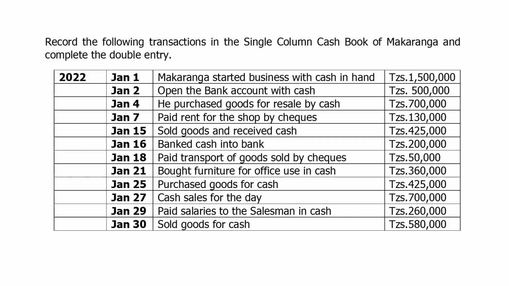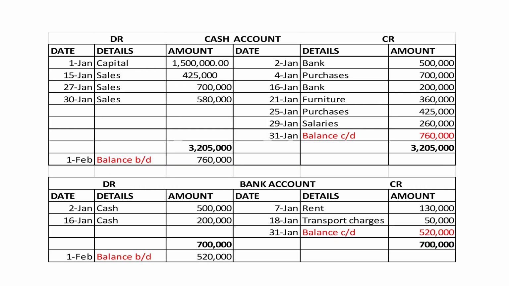Paid transport of goods sold by cheque, 50,000. Bought furniture for office use in cash, 360,000. Purchased goods for cash, 425,000. Cash sale for the day, 700,000. Paid salary to salesman in cash, 260,000. Sold goods for cash, 580,000. These transactions are to be recorded separately.